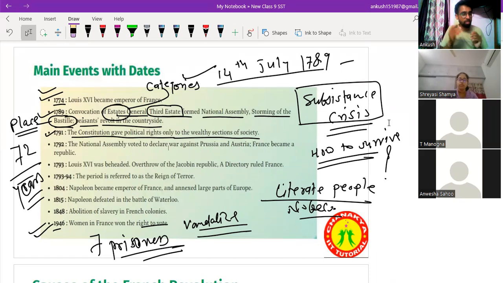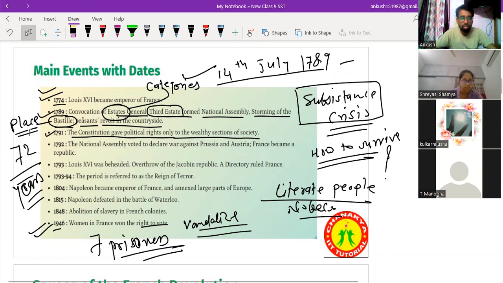Got it? If the first and second states were 300 and the third state was also 300, then the third state, 300 into 1, would have 300 votes. But 300 into 2, how many votes would be there? 600. So who will be winning the election? Definitely the first and second state, who are obtaining the majority, 600 votes there. Okay, so this constitution, whatever was made there in 1791, was also abolished afterwards.